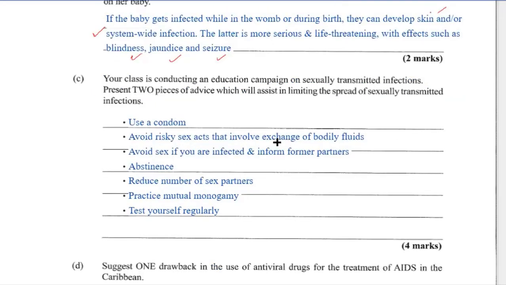How do you limit the spread of STIs? You have all these options here. Any two, or any others that I have not mentioned already, can be provided in this answer. Feel free to add any further suggestions in the comments below.